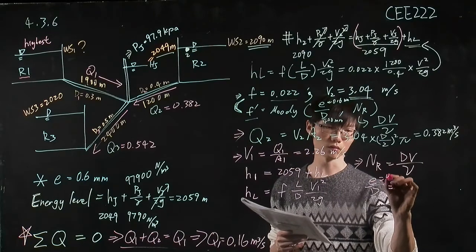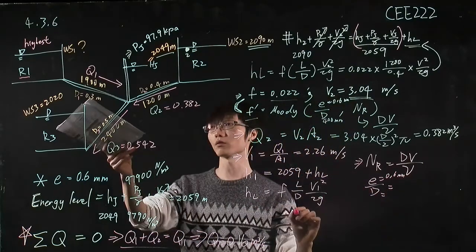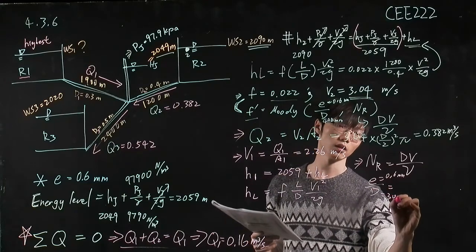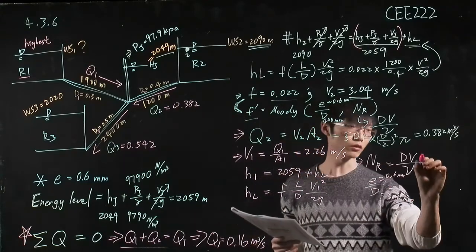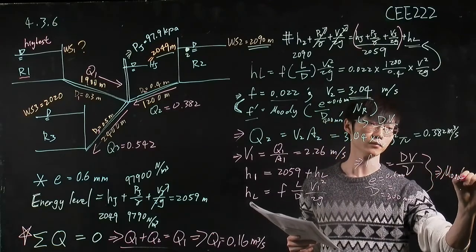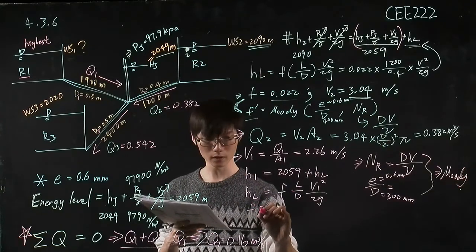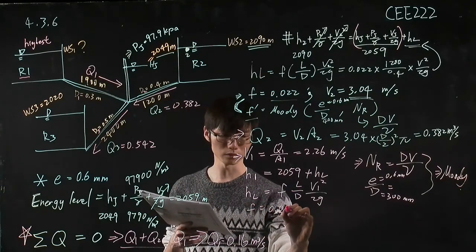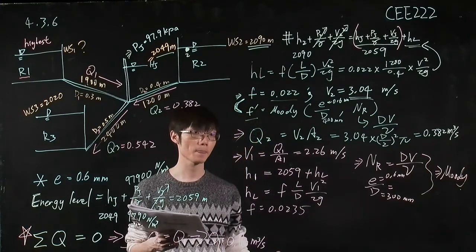E is equal to 0.6 millimeter. D is equal to 0.3, so it's 300 millimeter. Then you use these two pieces of information, and by using the Moody diagram, we can find f equal to 0.0235. Okay.